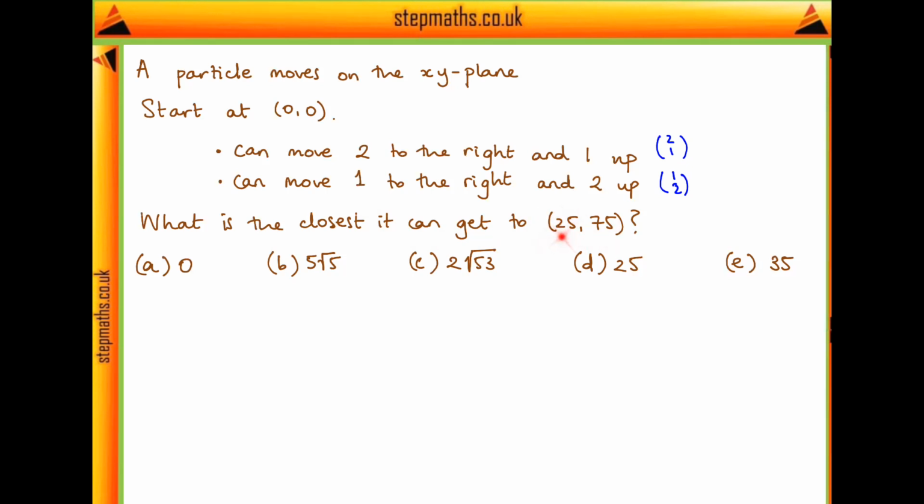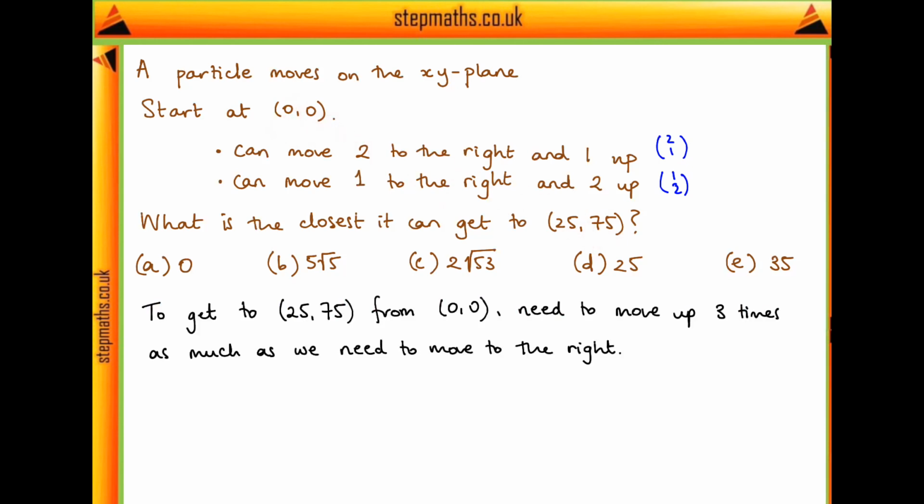Okay, well, if we wanted to get to (25, 75) from (0, 0), 75 is 3 times 25, of course. That means that to get to (25, 75), we'd need to move up 3 times as much as we'd need to move to the right. But if we look at the translations we're allowed to make, they allow us to move up vertically either only half as much as we do along, or at best twice as much. So bearing in mind we want more vertical height to horizontal distance than either of our translations allow us, it makes sense to me that we would use this bottom translation as much as possible because it's closer to what we want, and probably not even use this top one at all.